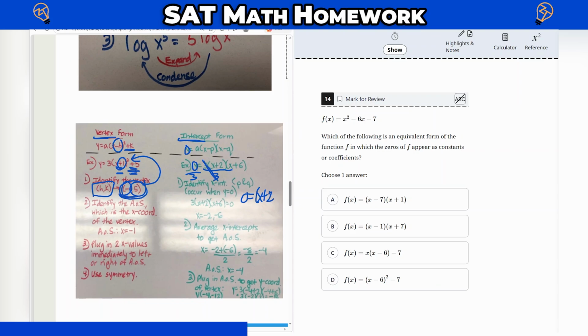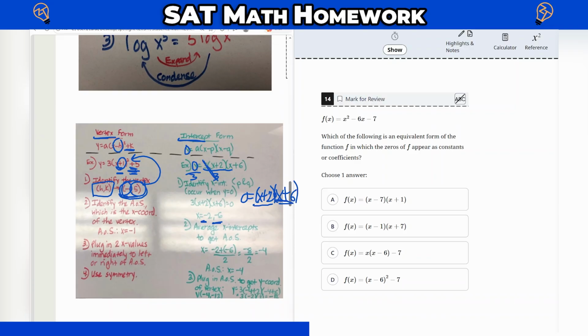And something called the zero product property tells us that for two or more quantities to multiply to get 0, at least one of them must be 0. So if I set x plus 2 equal to 0, I get -2 for one x-intercept. And if I set x plus 6 equal to 0, I get -6 as the other.